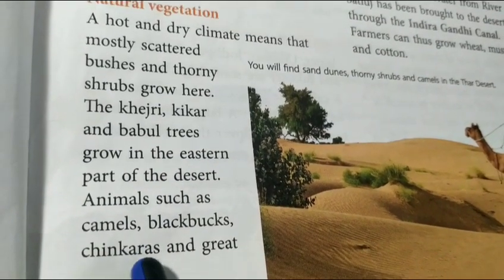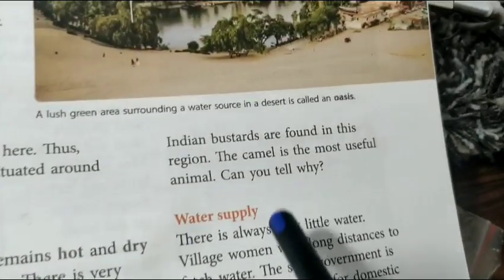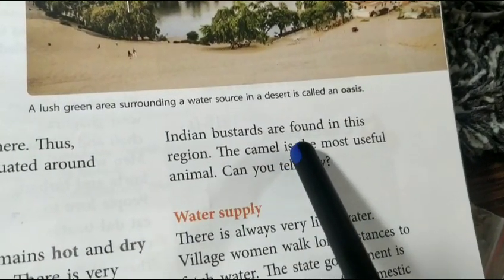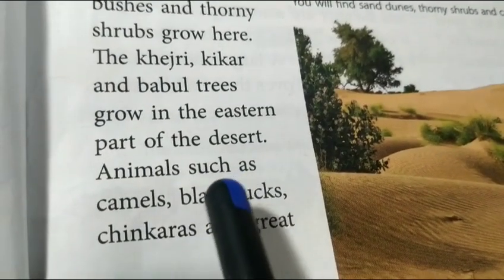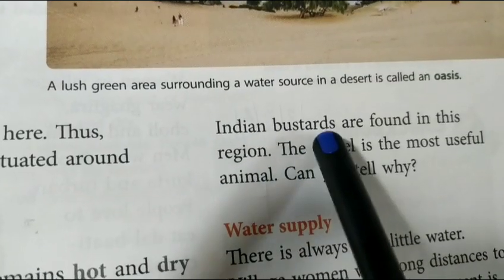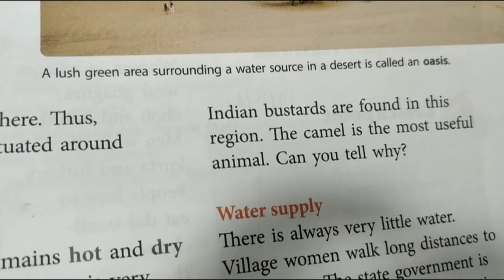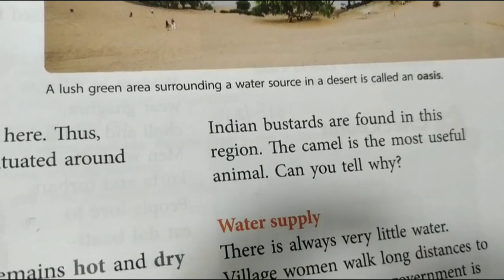Animals such as camels, blackbucks, chinkaras and great Indian bustards are found in this area. कौन कौन से animals हमें मिल जाते हैं यहाँ पर? Camels, blackbucks, chinkaras and great Indian bustards are found in this region. The camel is the most useful and popular animal here.